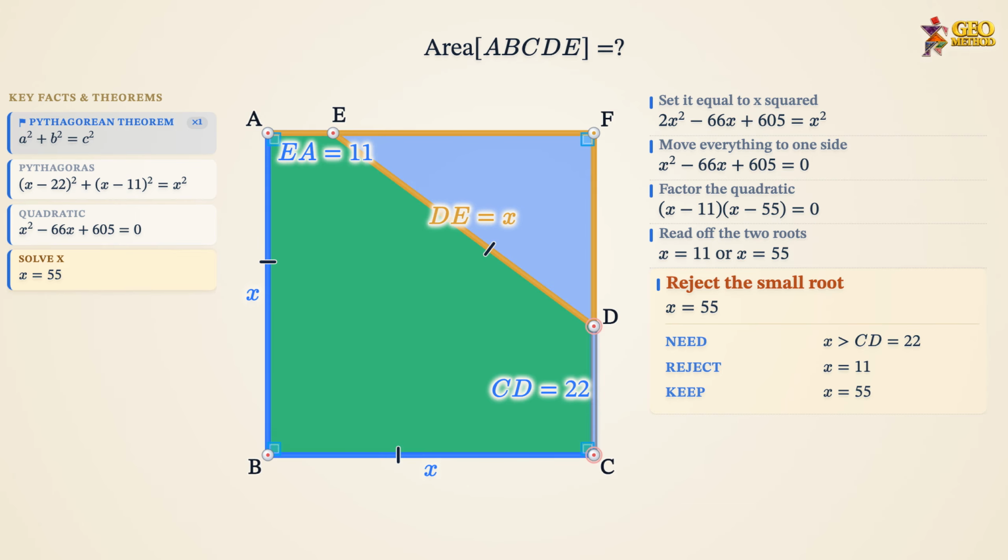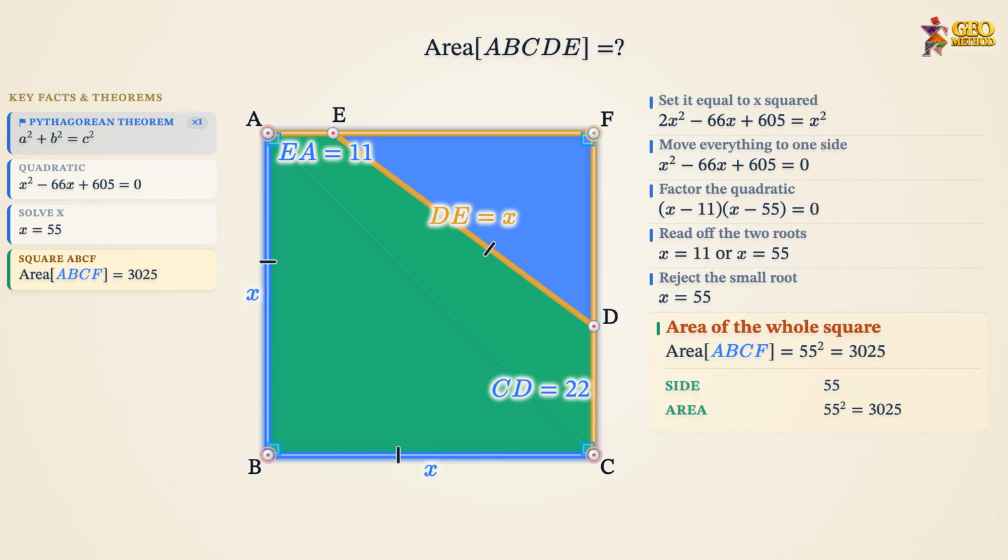The side CD is 22 and must fit inside the square side x, so x equals 11 is impossible. The valid side is 55. Now the arithmetic of areas. The full square ABCF has side 55, so its area is 55 squared, which is 3,025 square units.